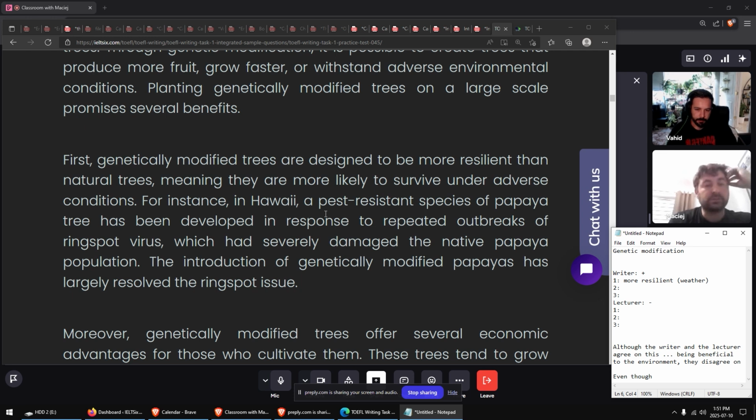For instance, in Hawaii, a pest-resistant species of papaya trees has been developed in response to repeated outbreaks of ringspot virus, which had severely damaged the native papaya population. The introduction of genetically modified papayas has largely resolved the ringspot issue. So there was a type of virus. I also added pest to this part, because when we talked about resilience, we said this is probably going to be against hot weather or rain or storms. But the writer is actually talking about a virus, so pest.